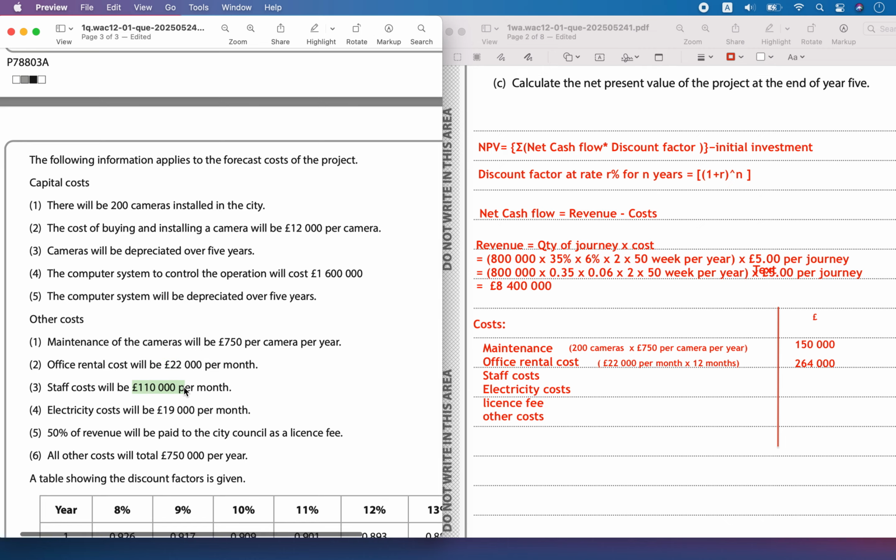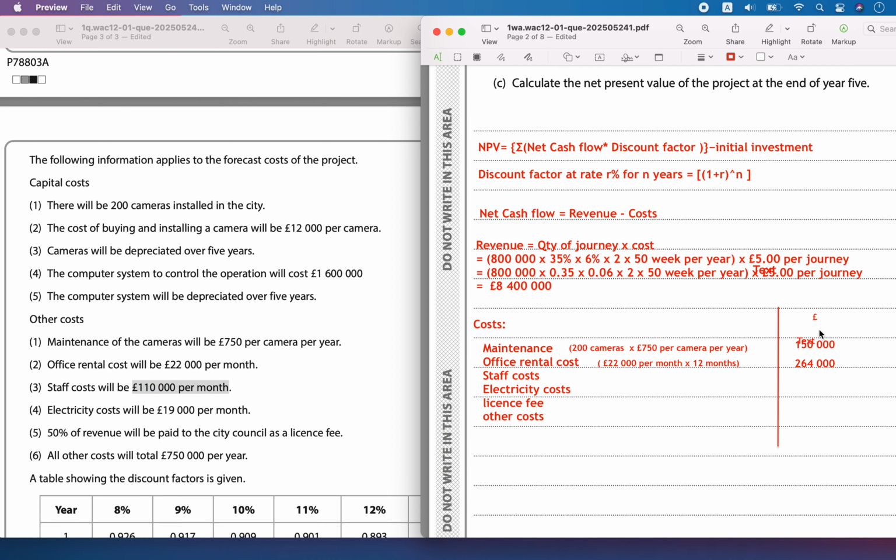Then the staff cost is 110,000 per month. Wages have to be paid. So quantity times the cost: per month into 12 months, that is equal to 1,320,000.